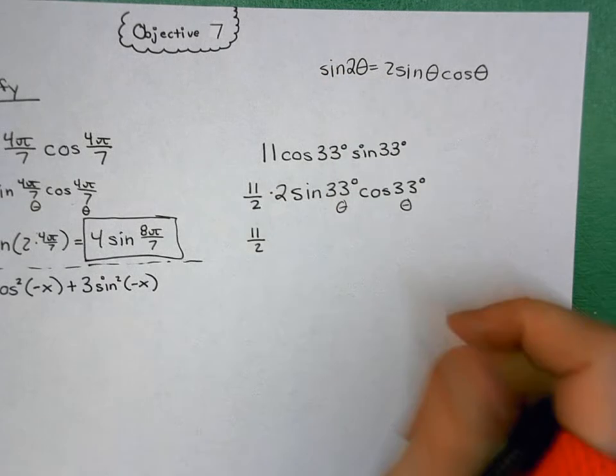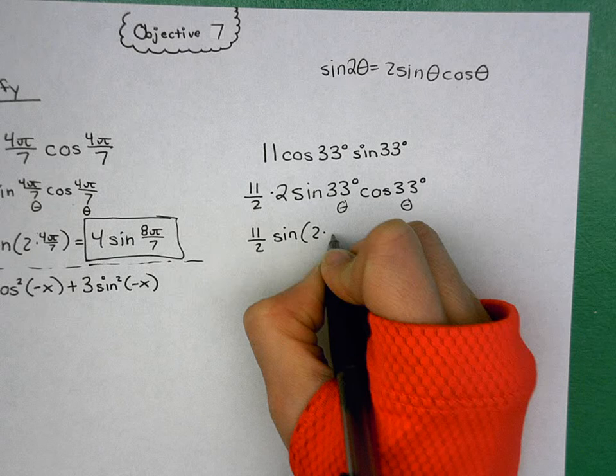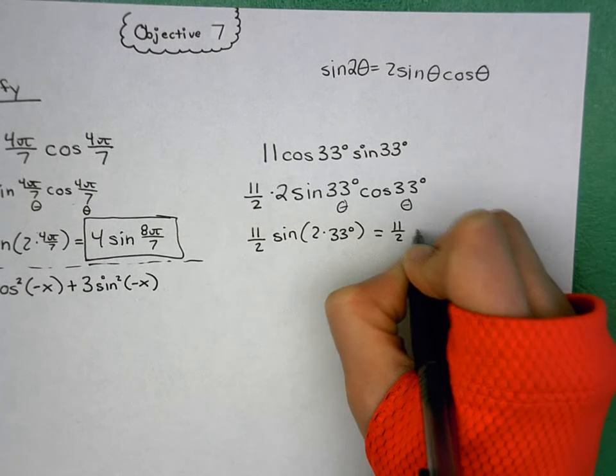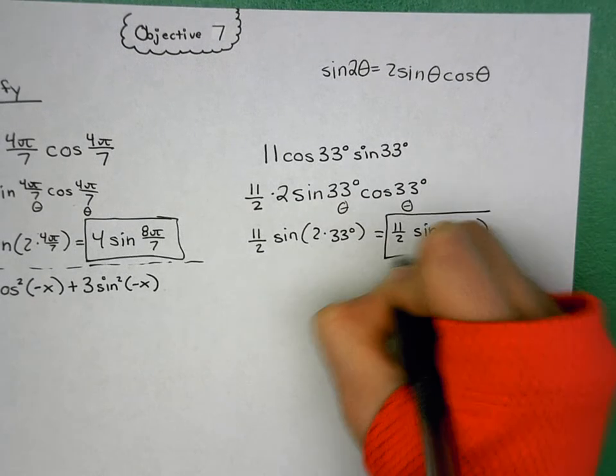Sine of 2 times my theta, which is 33 degrees. So 11 halves, sine of 66 degrees, which I do not know what the sine of 66 degrees is, and so that's my answer.